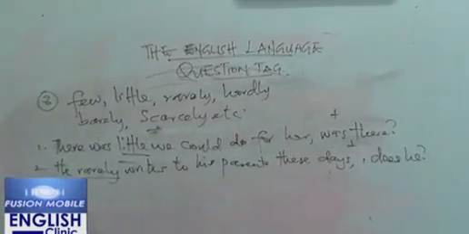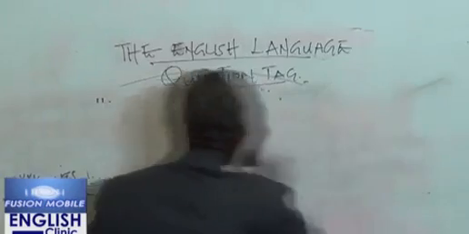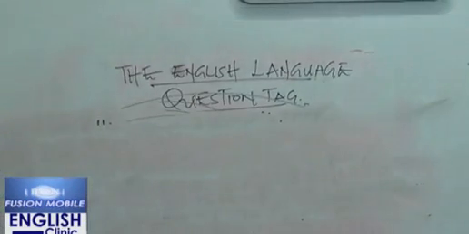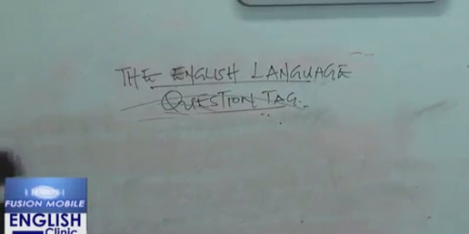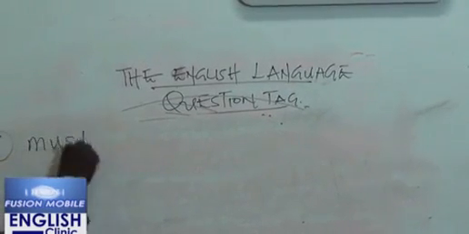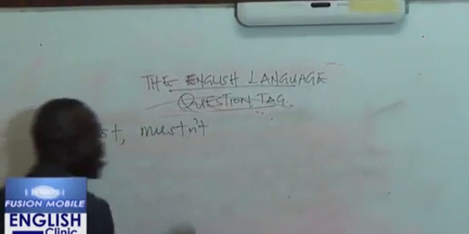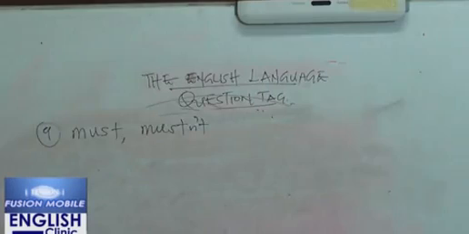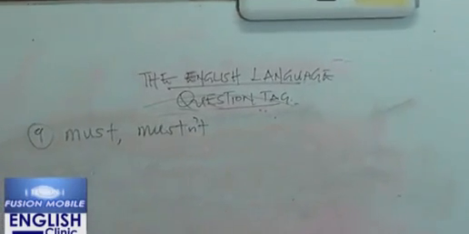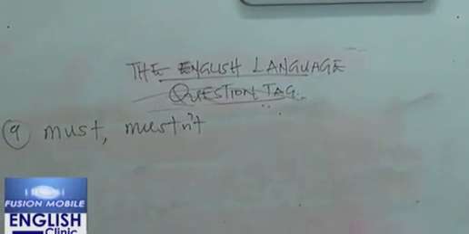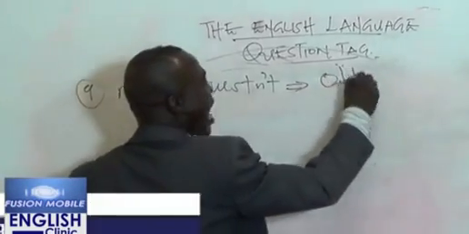So we go to rule number 9. Rule number 9 has to do with two words that we use very often. I'm going to talk about must and mustn't. I want you to pay very good attention here, because this particular rule is very tricky. Must and mustn't. Now, these two words are used to express obligation.